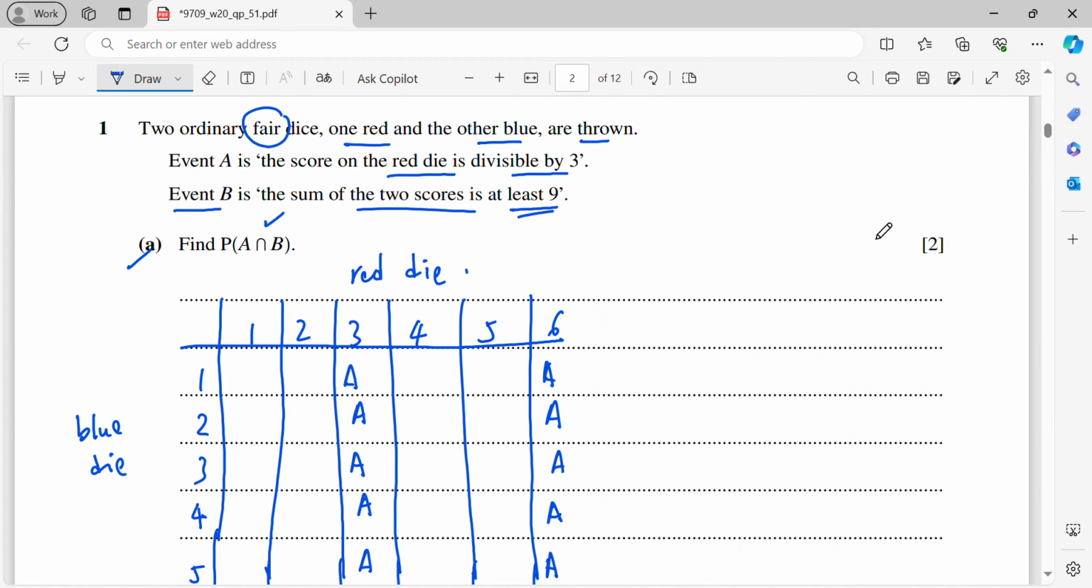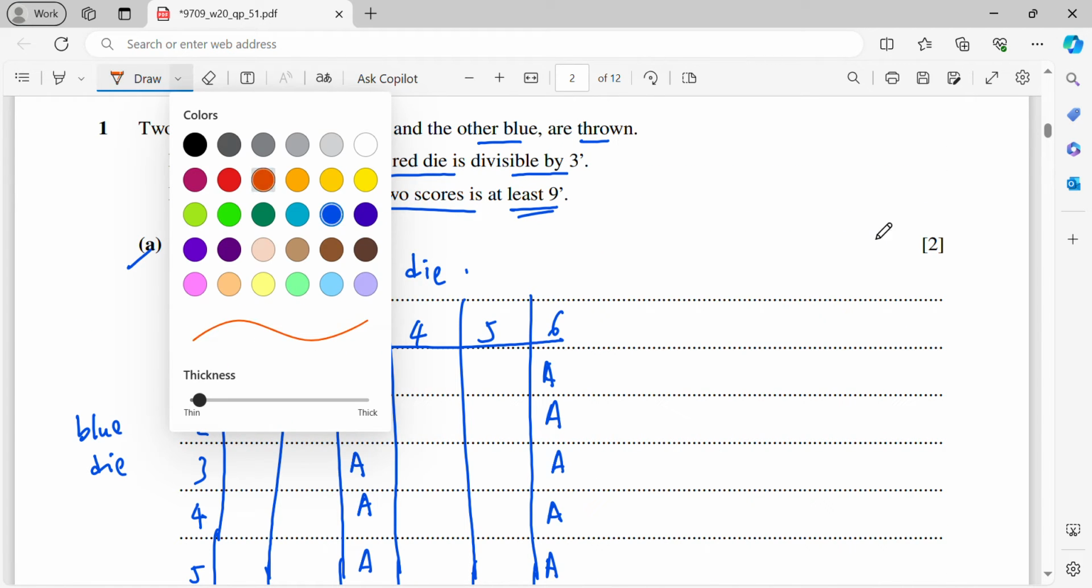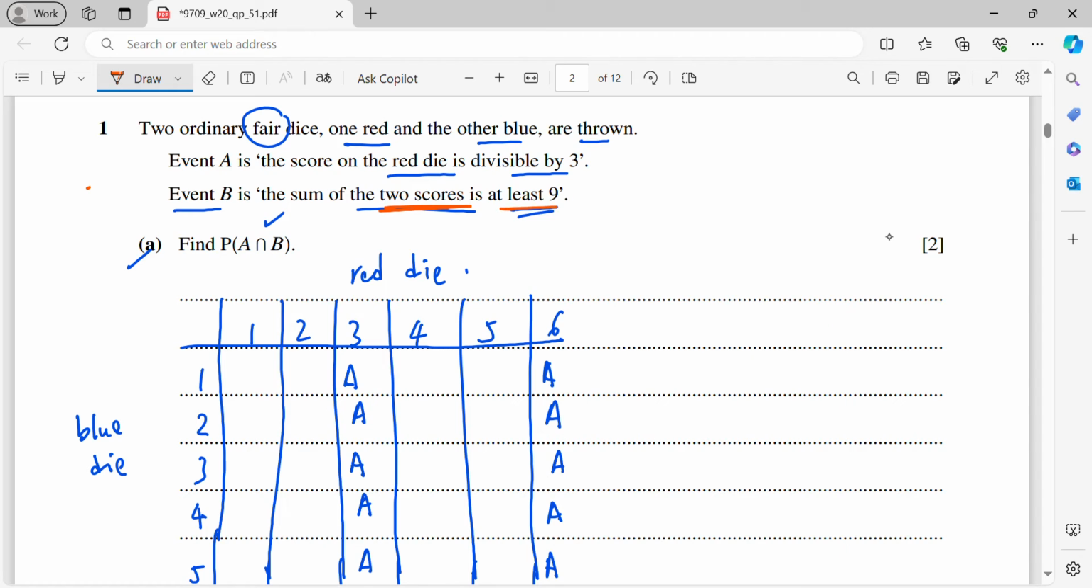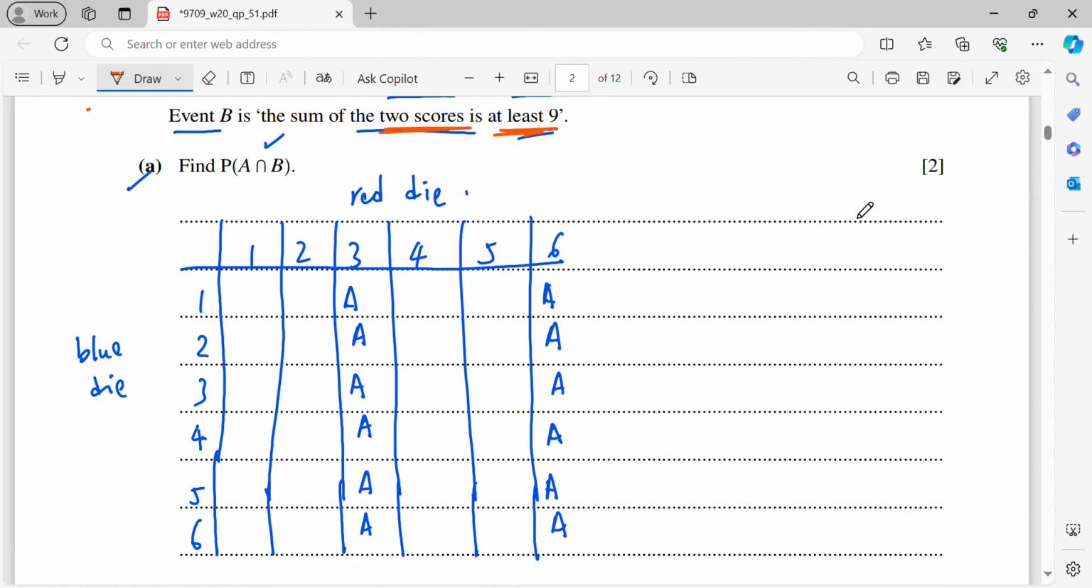Okay, now for the events B, it is the sum of two scores is minimum 9. Okay, so minimum 9, I would say that 6 plus 3 is 9. It could be 6 plus 4 is 10, which is at least 9. 5 plus 4 is 9. Then 5 plus 5, I get 10. Then this is 11. Okay, so for the 6, it will be 6 plus 3, 6 plus 4, 6 plus 5, and 6 plus 6. All this will be at least 9.